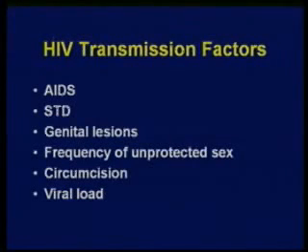So HIV transmission factors, highest if you have AIDS, an STD or genital lesions that breaks the integrity of the membrane. Frequency of unprotected sex. If you have unprotected sex once, it can happen, but if you go to a bar and have sex with everyone in the bar, very likely. Circumcision, there's big discussion going on now that circumcision could be protective because the foreskin has a lot of receptors for HIV. But it's not yet final, so don't go out and have your doctor shorten it.